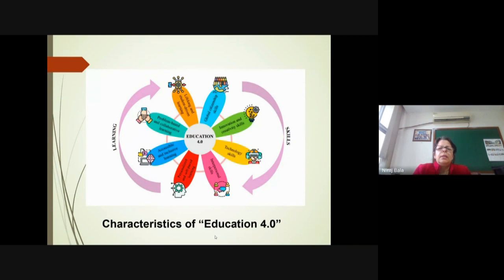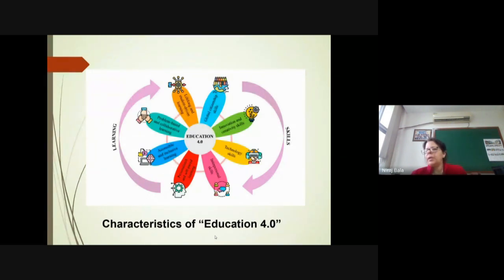So, dear participants, these are the characteristics of Education 4.0 in brief. On the left-hand side you will see the learning characteristics, and on the right-hand side you will see the skills. Most of these characteristics we have covered during our session. Problem-based and collaborative learning, you have understood. Then lifelong and student-driven learning, personalized and self-paced learning, accessible and inclusive learning. On the right-hand side you will see the different skills a student needs in Education 4.0: innovation and creativity, global citizenship, technology and interpersonal skills.